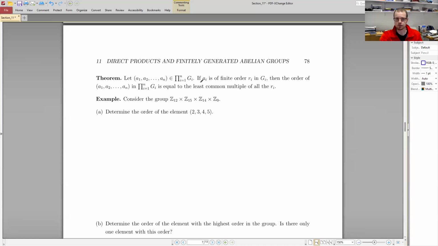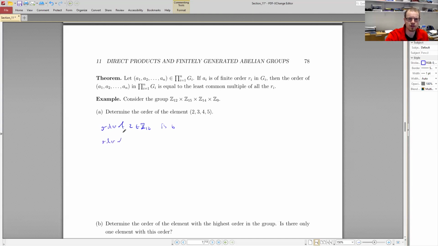The theorem itself is a little bit hard to read. When we look at an example of it, it should make a fair bit of sense to us. So let's consider the group Z12 cross Z15 cross Z14 cross Z9. In this direct product, we have the 1, 2, 3, 4 individual groups. So the order of 2 in Z12: 2 plus 2 equals 4, plus 2 equals 6, plus 2 equals 8, plus 2 equals 10, plus 2 equals 0, because we're working modulo 12. So the order of 2 in there is 6.